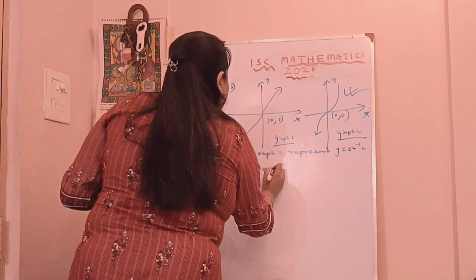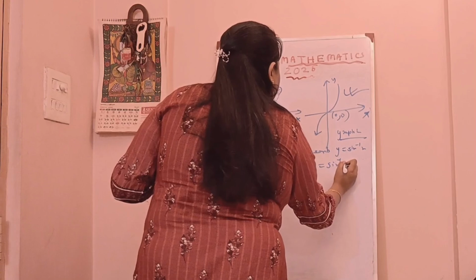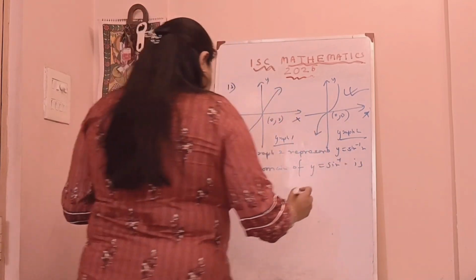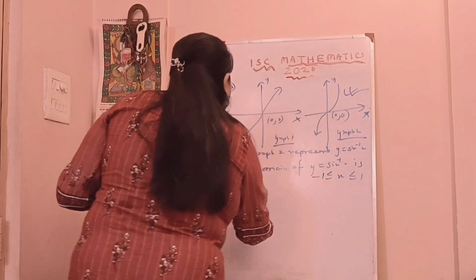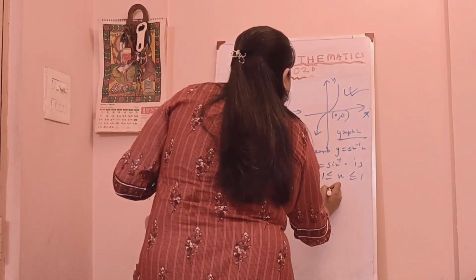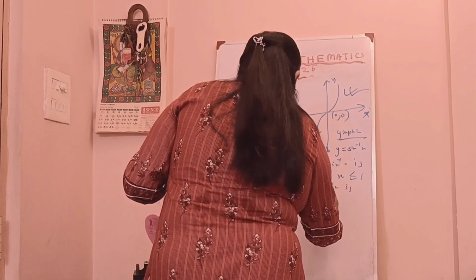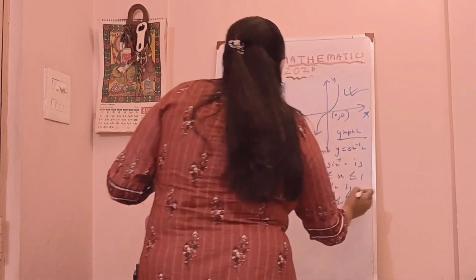Domain of y equals sine inverse x is minus 1 less than or equal to x less than or equal to 1. Range of y equals sine inverse x is minus pi by 2 less than or equal to y less than or equal to pi by 2. Okay.